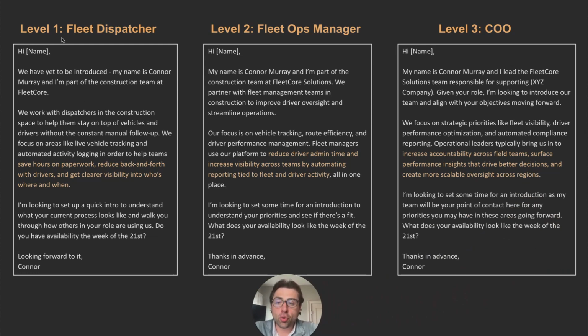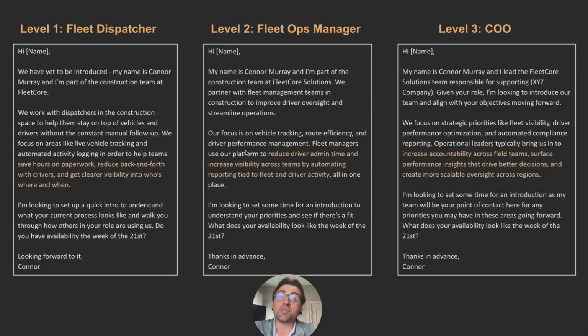So I did a level 1 template, a level 2 template, so a fleet dispatcher, a fleet ops manager, and a chief operations officer, and how you can take this same framework, but I just replaced what I put in the orange in each one to make it more targeted to what that specific level persona cares about. So I won't read them all again, but in this case, I said we focus on areas like live vehicle tracking and automated activity logging in order to help teams save hours on paperwork, reduce back and forth with drivers, and get clear visibility into who's where and when.